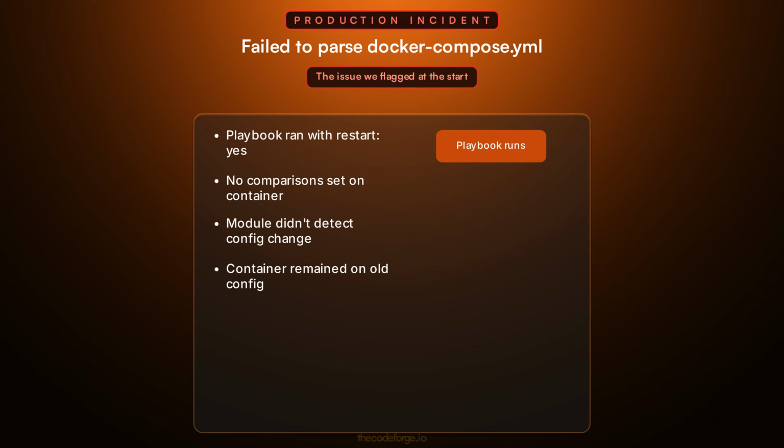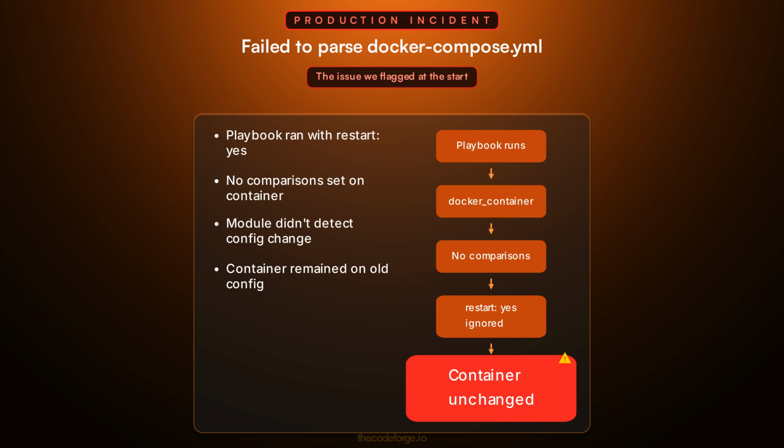This is the same issue we highlighted at the start. Here's exactly why that happened. The playbook used restart: yes, but without the comparisons parameter, the module didn't detect that the configuration had changed. It saw the container was already running and reported OK, skipping the restart. The containers kept running the old config.